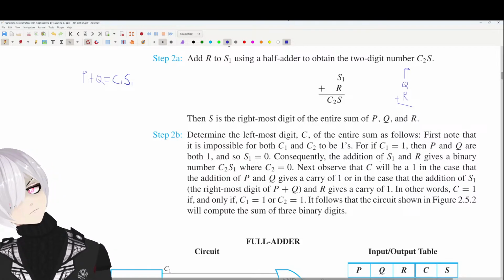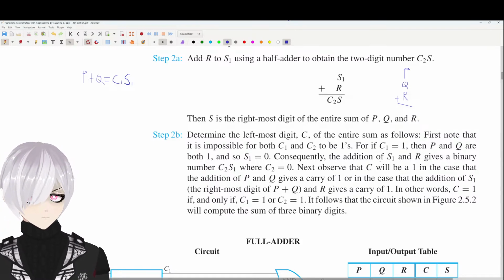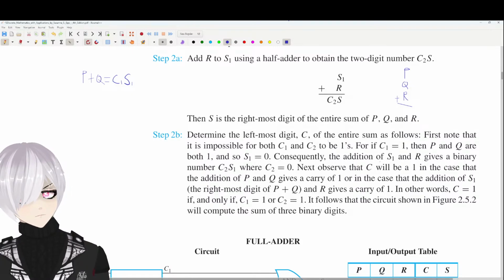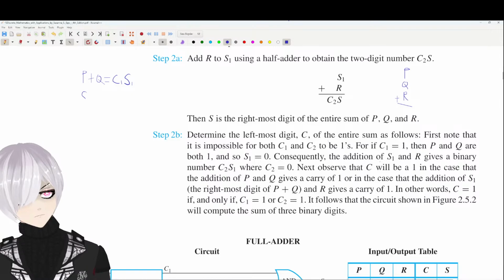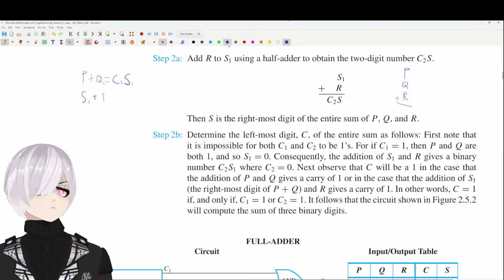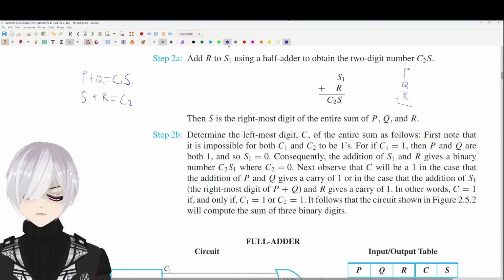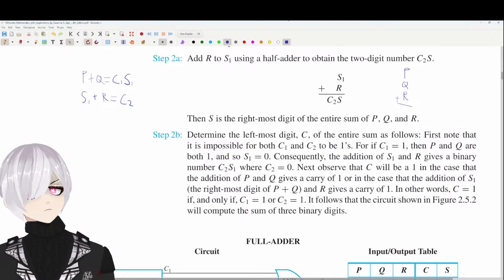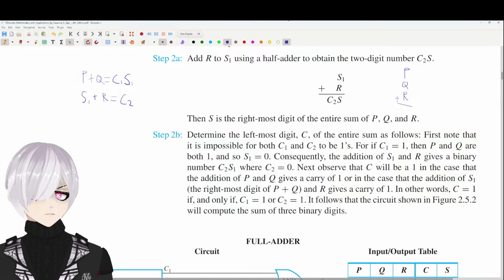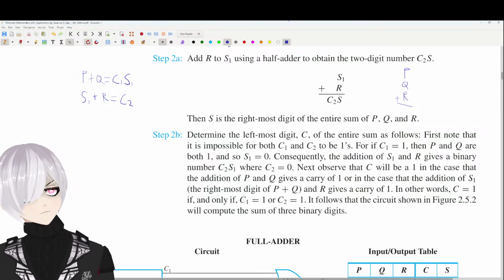In this case, it's S1, and then the S comes later. So P plus Q equals C1 S1, and then S1 plus R equals C2 S. S1 isn't even the sum of the number, right? It's just the rightmost digit of a two-digit sum. So when we do C1 S1 plus R, we're going to be doing S1 plus R in the right column of that.